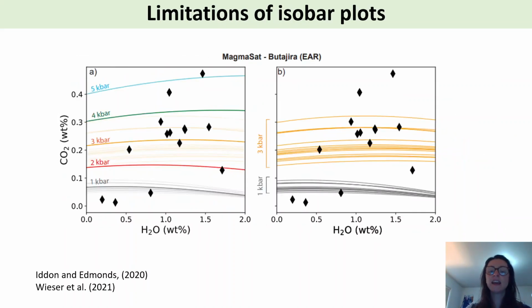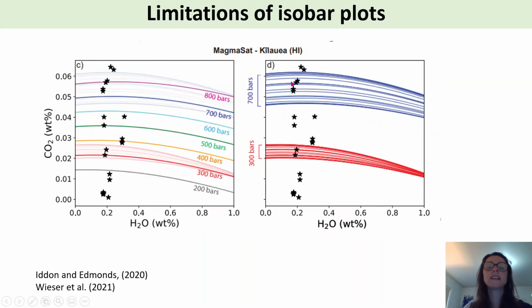And you can just see, here's an example. The previous one was using the Kone melt inclusions. This is using the Bertagnini suite. The same thing we see. Isobars from different melt inclusions span the range of entire, like, discrete isobars. And similarly for Kilauea, again, there is an awful lot of spread in the calculated isobar position.